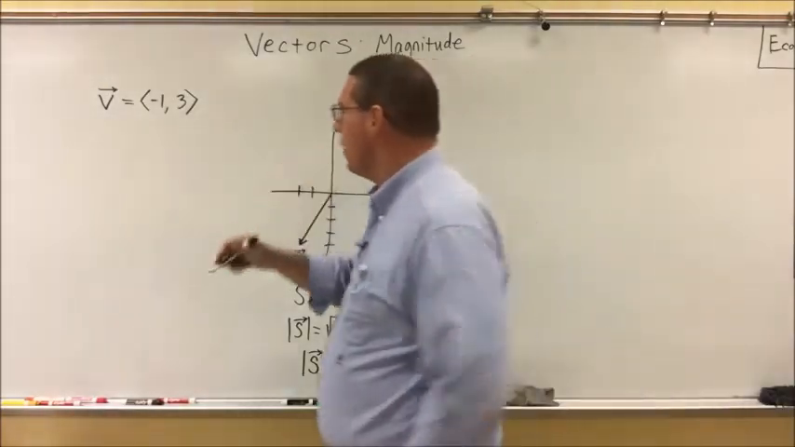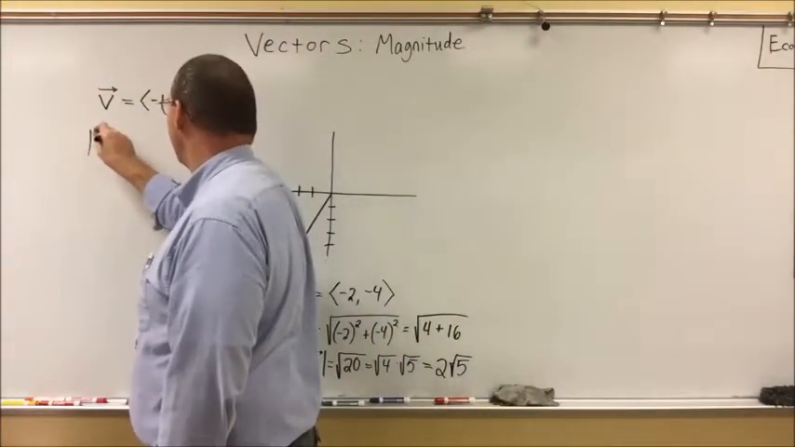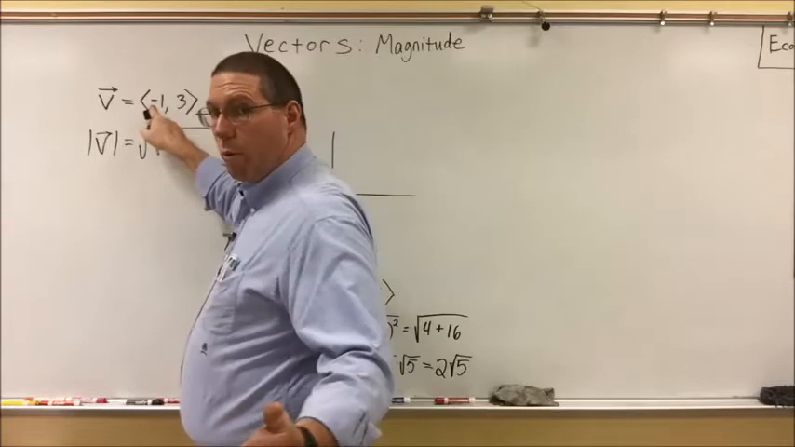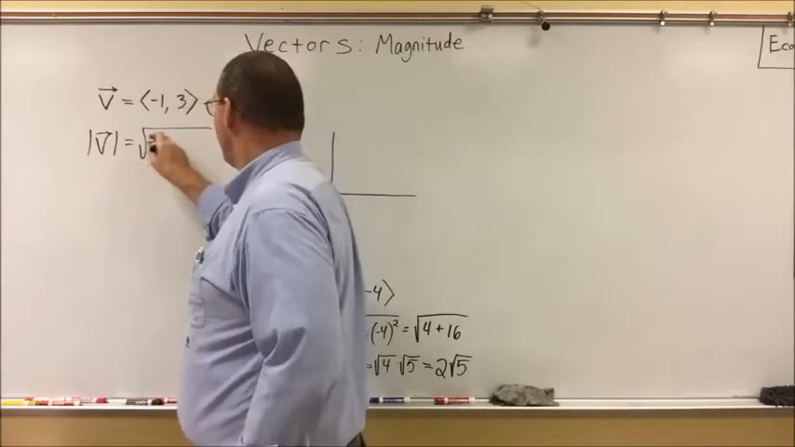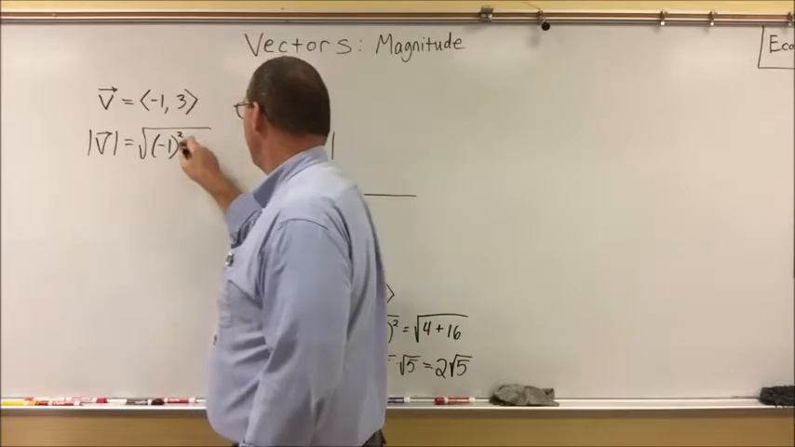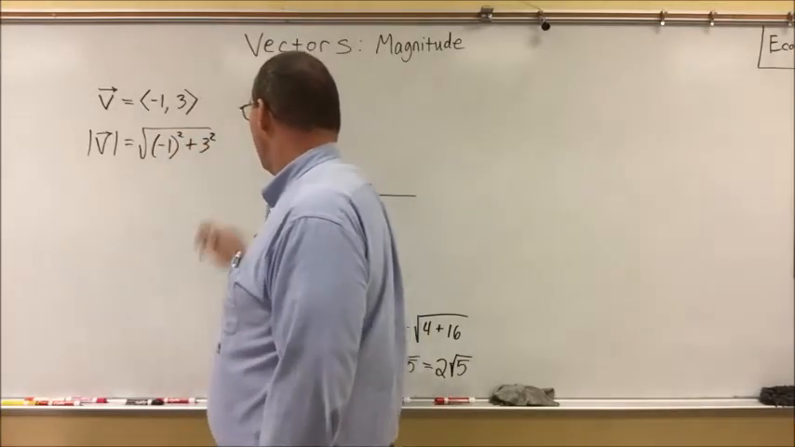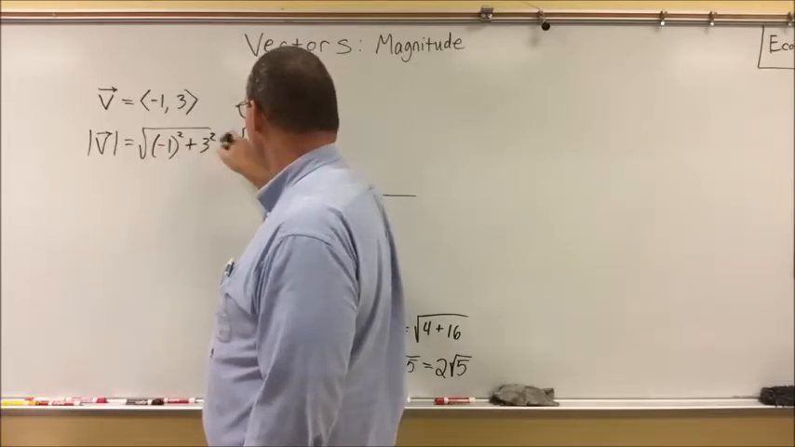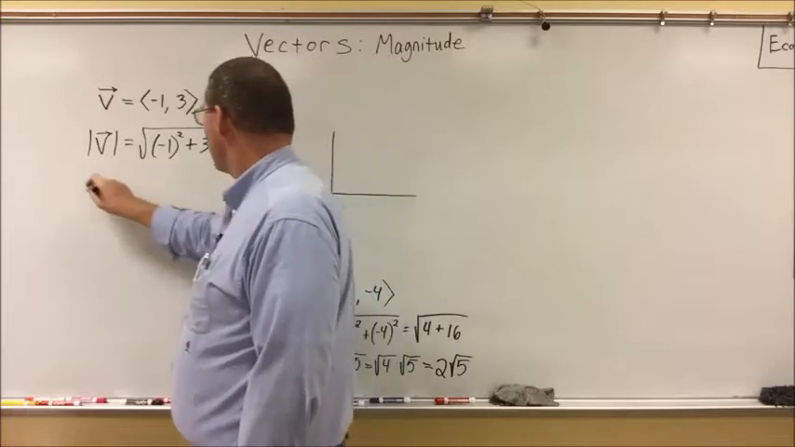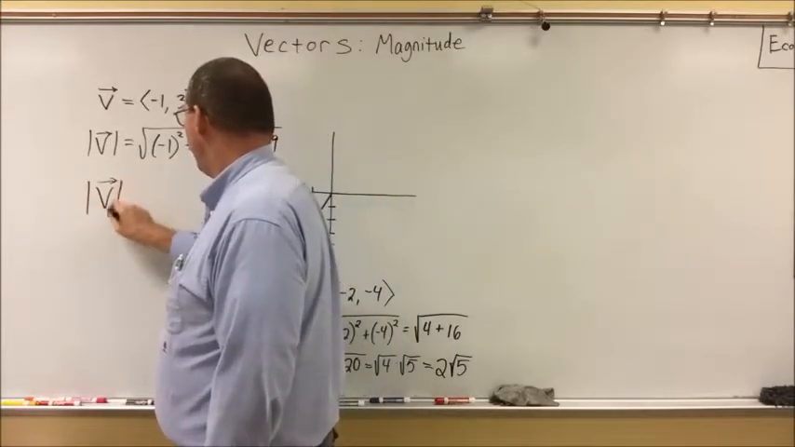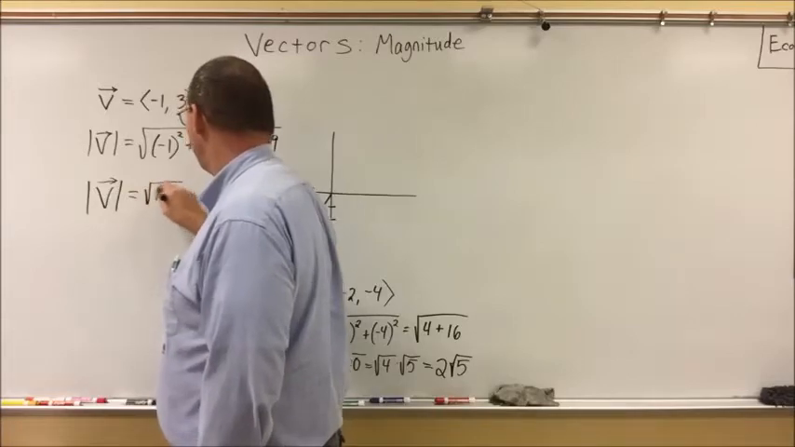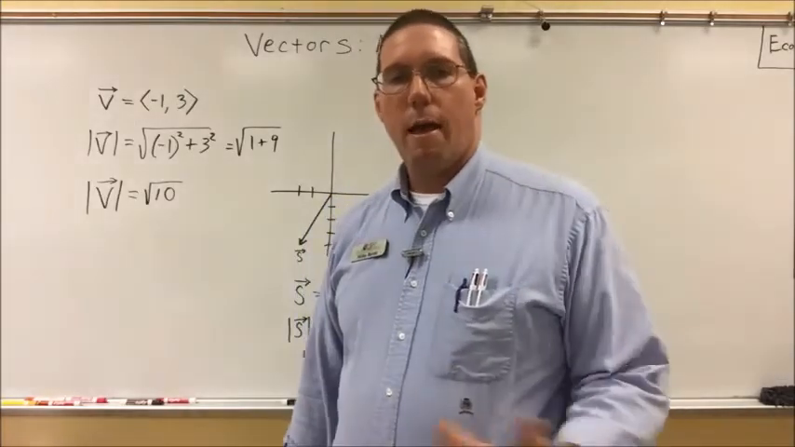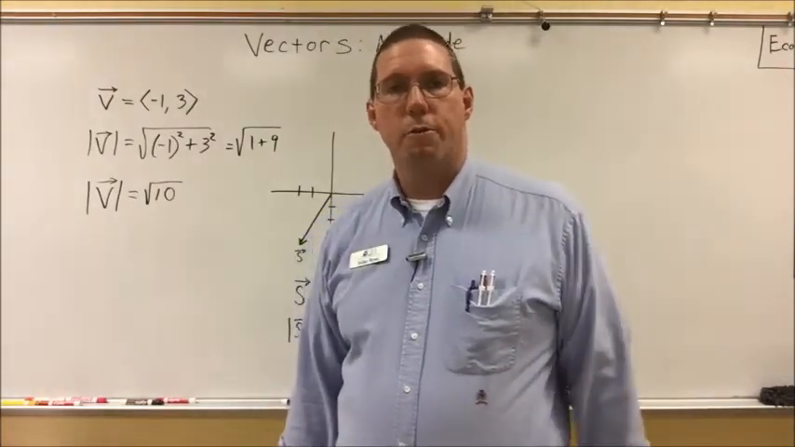Let's try vector V over here. The magnitude of vector V is going to be equal to the square root of this number squared plus this number squared. So put parenthesis, -1 squared plus 3 squared. And that's going to be the square root of -1 times -1, well, that's 1. 3 times 3, that's 9, so 1 plus 9. So the magnitude of vector V would be the square root of 10. And that is not reducible. Note that every single time here our answer is a positive number because all magnitudes are positive numbers.